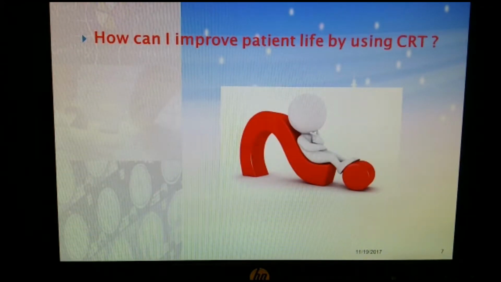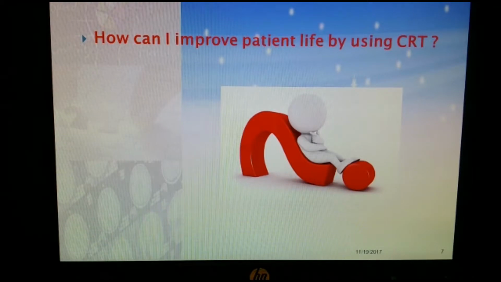Now, how can I improve a patient's life by using CRT? By the way, when I use the term CRT, it means cognitive rehab therapy. This abbreviation was identified by the Cognitive Rehabilitation Therapy Associations in North America. It's used also in the UK models, the CRT. So this is like a unified term or abbreviation used to describe cognitive rehabilitation therapy.